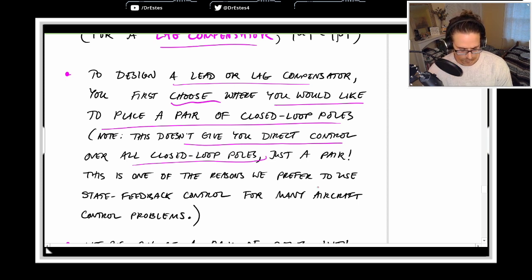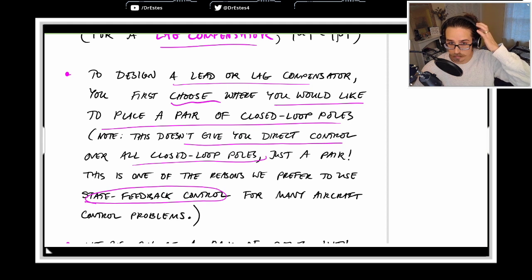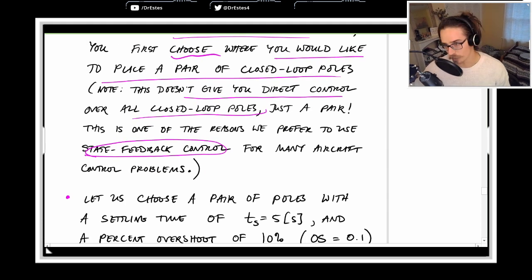So it probably starting Wednesday, we're going to start getting into what's called state feedback control. State feedback control lets you choose every single closed loop pole, which is very important. That's why it's a preferred controls technique, because it gives you more precise control over every closed loop pole. This one is kind of like a crapshoot. You have to iterate a lot to find something that you like.